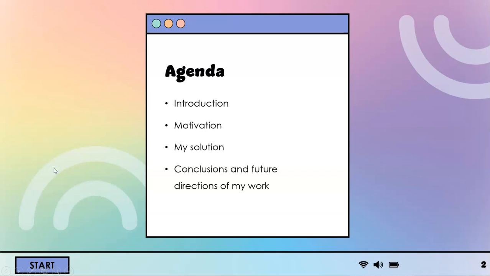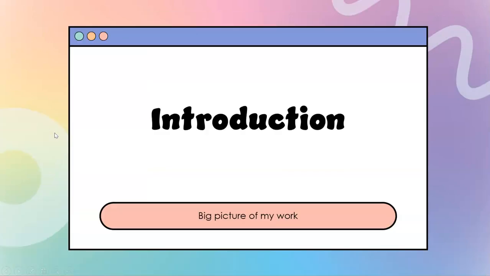The agenda for my presentation is my introduction, followed by motivation, my solution, concluded with my conclusions and future directions of my work. Introduction, the big picture of my work.